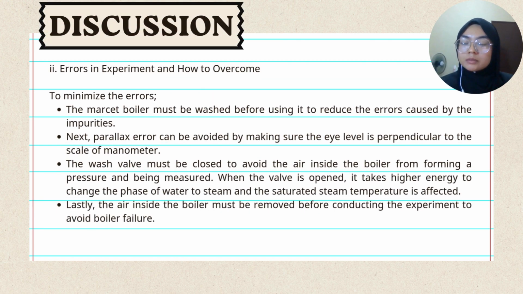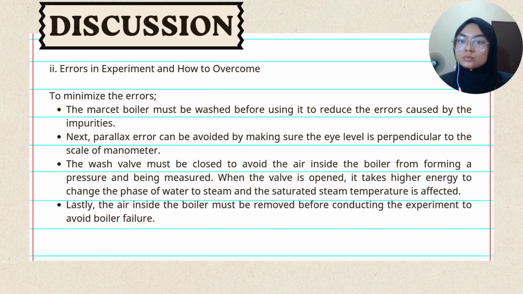Next is how to overcome and minimize the errors. The first one, the Marcet boiler must be washed before using it to reduce the errors caused by the impurities inside the boiler. After that, we can also avoid the parallax error by making sure that our eye level is perpendicular to the scale of the manometer. Since the manometer that is attached to the Marcet boiler is quite high, we need to improve on how we are reading the scale of the manometer, making sure that it is at eye level.